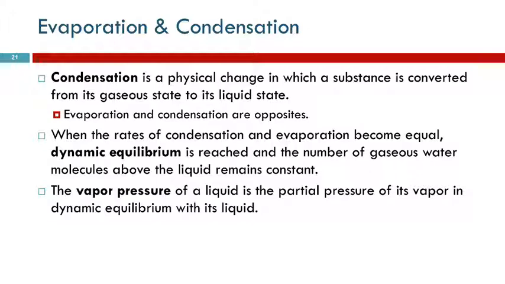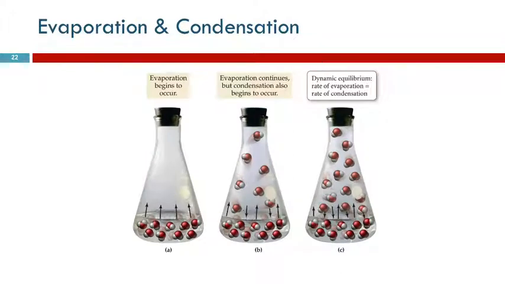Good question. So the vapor pressure is going to be the partial pressure of whatever liquid we're talking about in equilibrium with its liquid. So we have to have a picture to talk about this. So let's think about this. So here we have an Erlenmeyer flask. And we put some water in here, and we put a stopper on this.